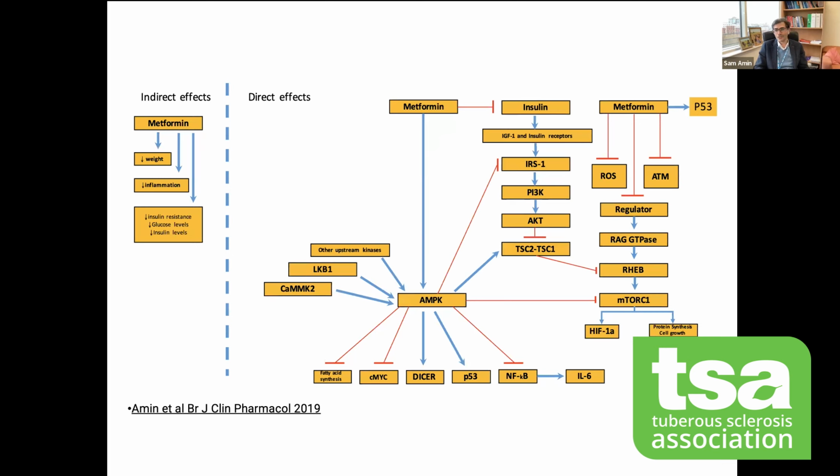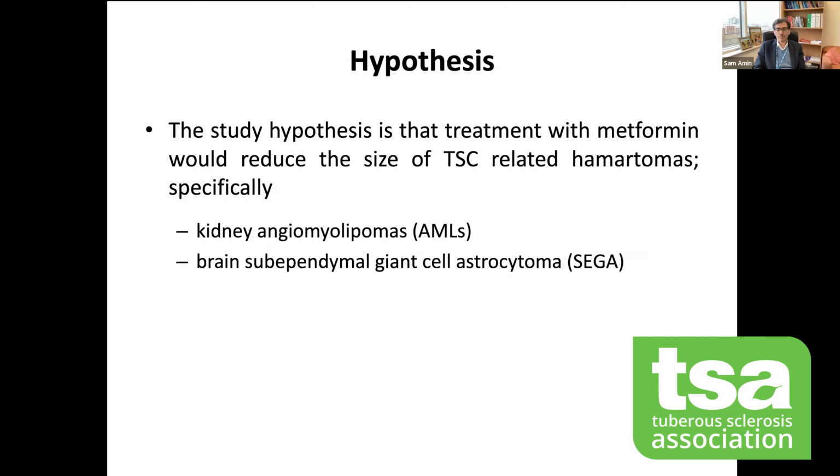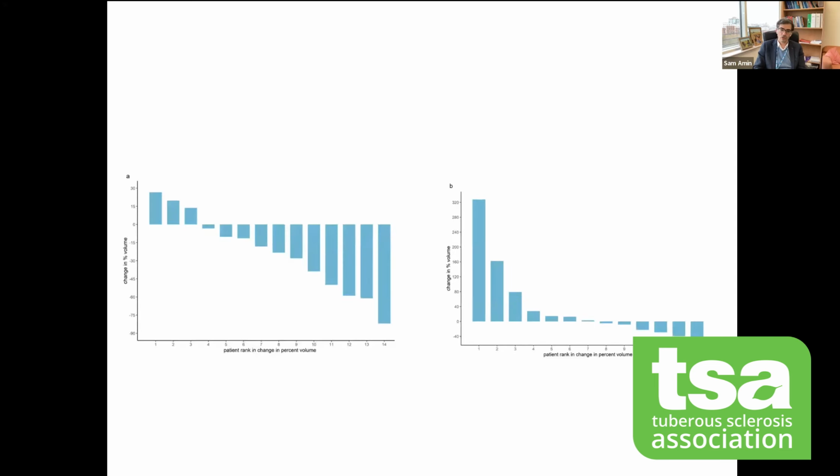And if you are really interested in the cellular pathway of metformin, as you can see, it works on the TSC genes through different pathways. So we conducted a study looking at metformin in TSC, and the primary focus was looking at kidney angiomyolipomas and brain giant cell astrocytomas to see whether this drug shrinks these hamartomas.